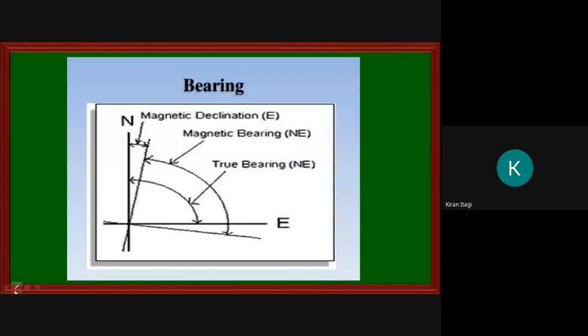Here. Okay. This is true north. Here, what you can see, this is magnetic north. Okay. You know about true bearing. I have explained about true bearing and magnetic bearing. So here you can see this portion. This is nothing but the magnetic declination.